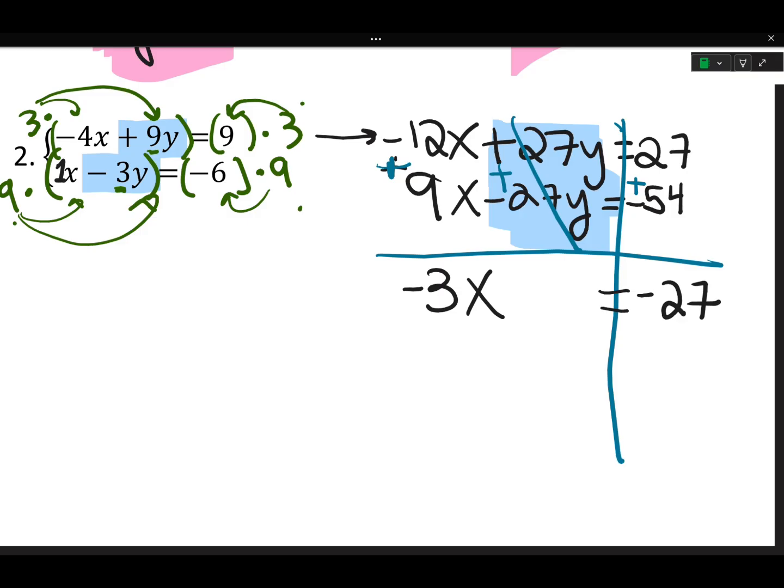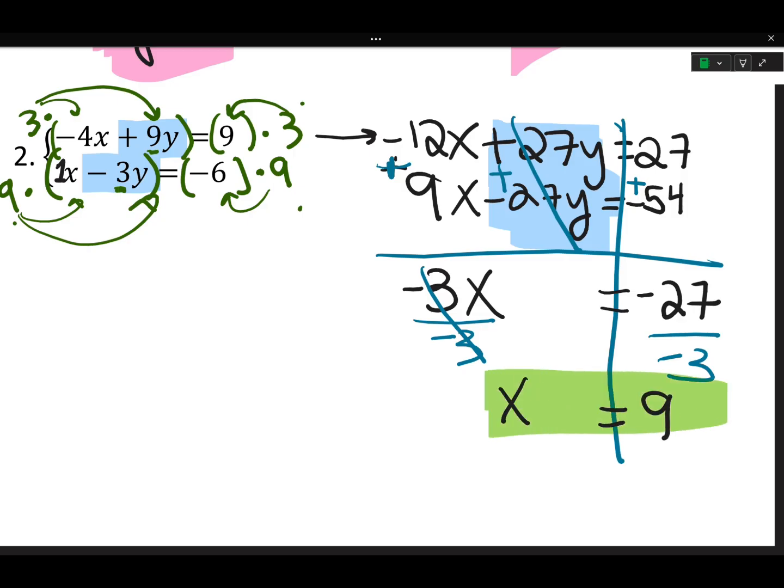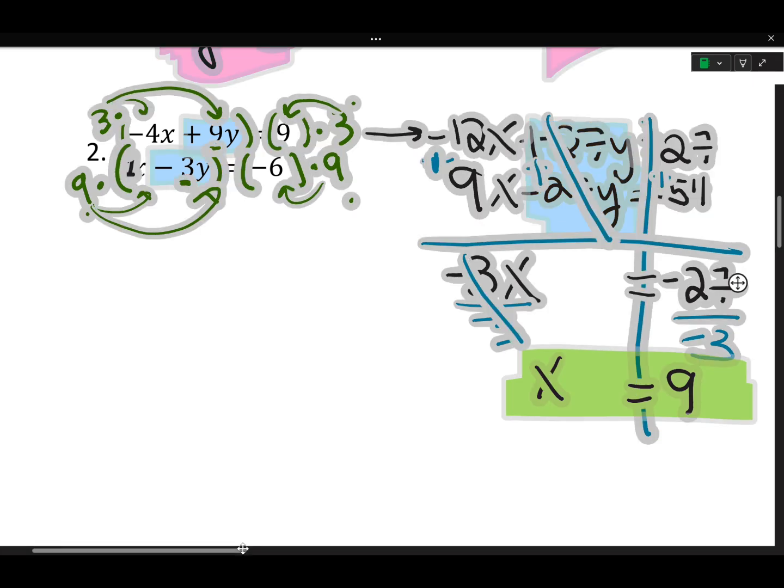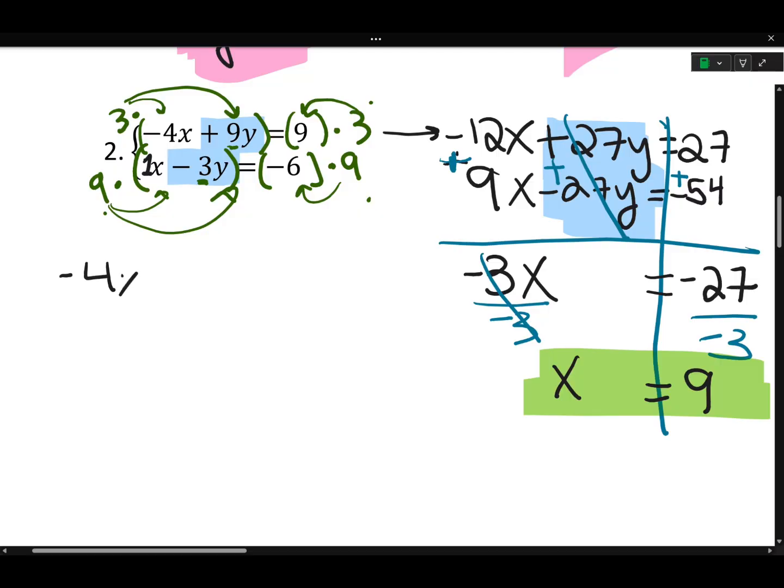We have one last step to do, and that is to divide both sides by negative 3. And we have that x equals positive 9. Fantastic. All we have to do now is plug x into either the top or bottom equation and find out what y is. I feel like plugging it into the top equation. Let's do it. Negative 4x plus 9y equals 9.